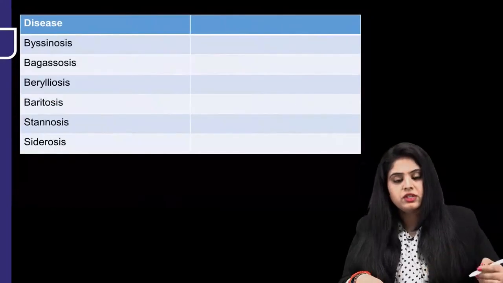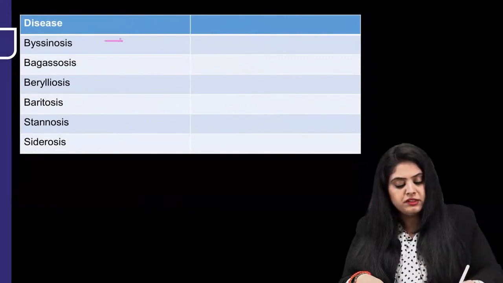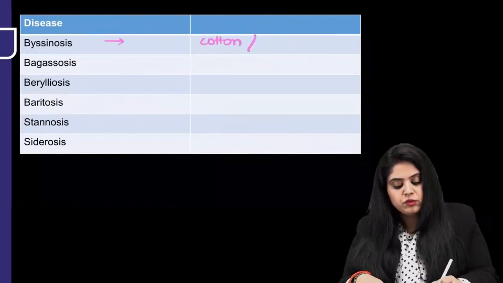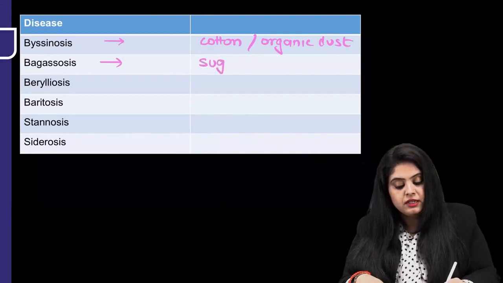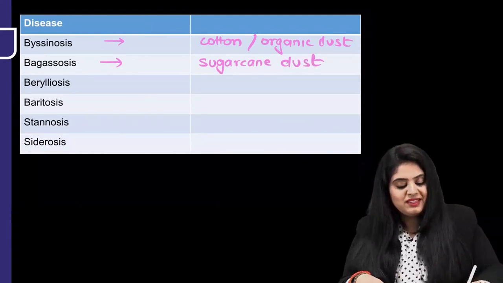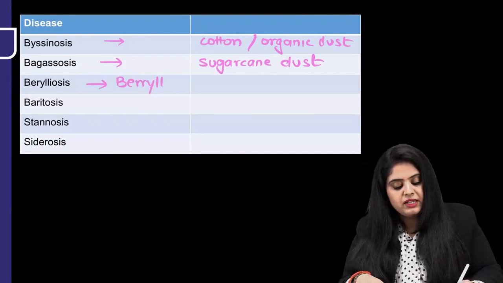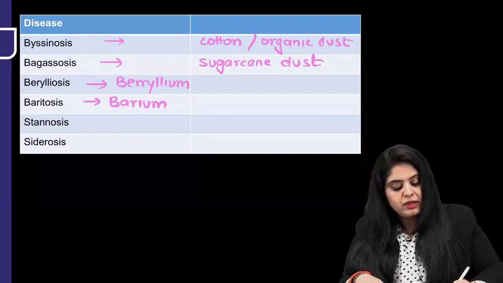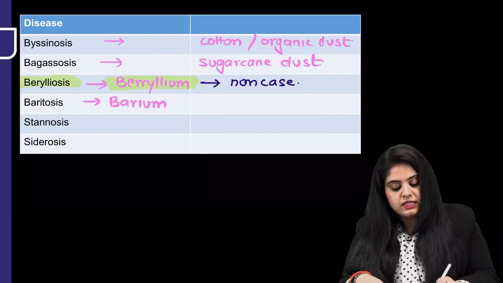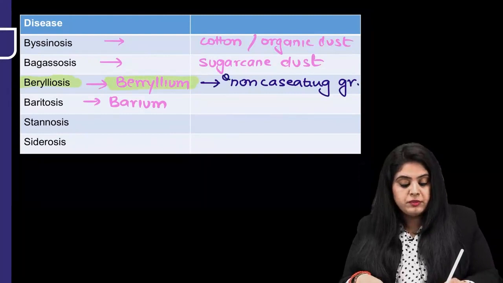Now we move on to the quick one-by-one pneumoconioses. What is byssinosis? Byssinosis means someone is exposed to cotton or organic dust. What is bagassosis? Bagassosis basically means sugarcane dust. Berylliosis, of course, is beryllium, there is no doubt about it. Baritosis is exposure to barium. But out of these you get a question on berylliosis. What is the question on berylliosis? These patients show non-caseating granulomas. Berylliosis shows non-caseating granulomas. That's a question from a previous year.